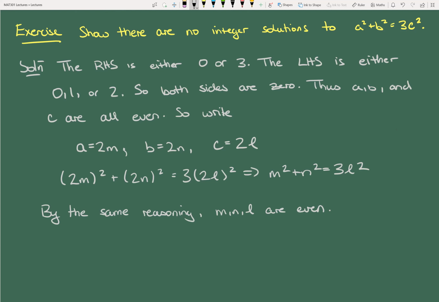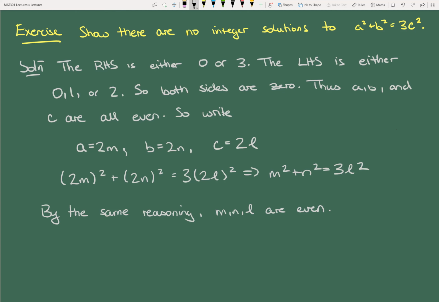Anyone see it? What happens if I say m is 2i, n is 2j, and l is 2k? Yeah, you just keep going, right? And eventually what you get is you can just keep dividing whatever a, b, and c are by 2 as many times as you want. No matter what you do, you can always keep dividing them by 2.